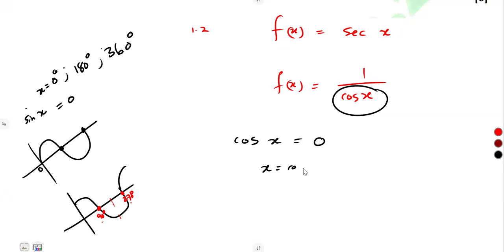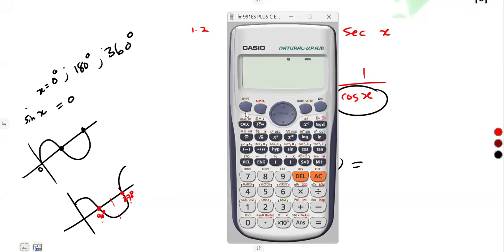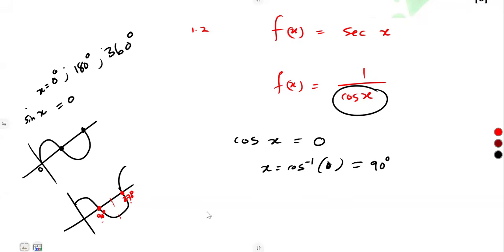Even if you had to use your calculator, arc cos of what? Arc cos of 0, this is going to give you what? This is going to give you 90 degrees. But you need another solution. So the other solution will be at 270 degrees. Within 0 to what? To 360 degrees. So x can be equal to 90 degrees, or it can be equal to 270 degrees.